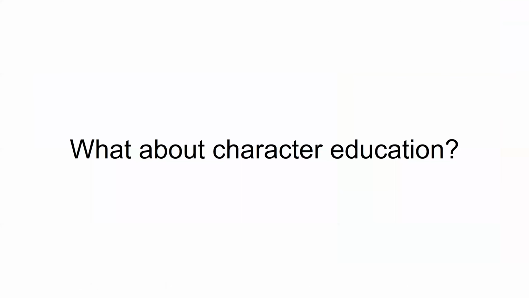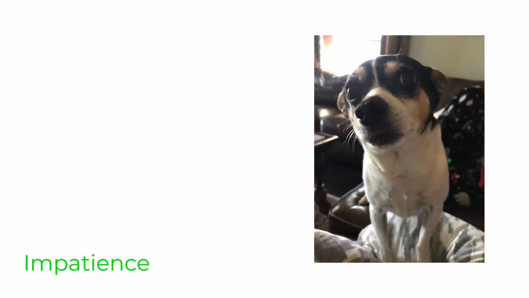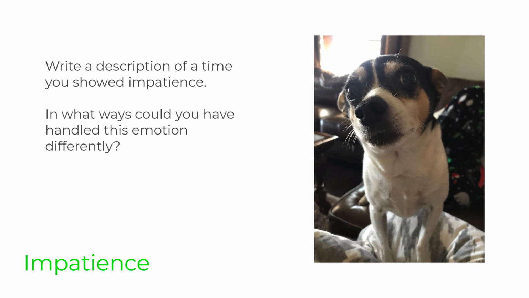How about character education? I've got a couple of ideas for you, still featuring Hoot. Maybe we're working on being more patient, so let's learn about the word impatience. The assignment might be for our students to write a description of a time that you showed impatience, and in what ways could you have handled this emotion differently? We recognize that we are all impatient at some point, but we're going to work carefully to improve ourselves and our patience, just like Hoot is trying to improve his patience. He's really struggling with that.